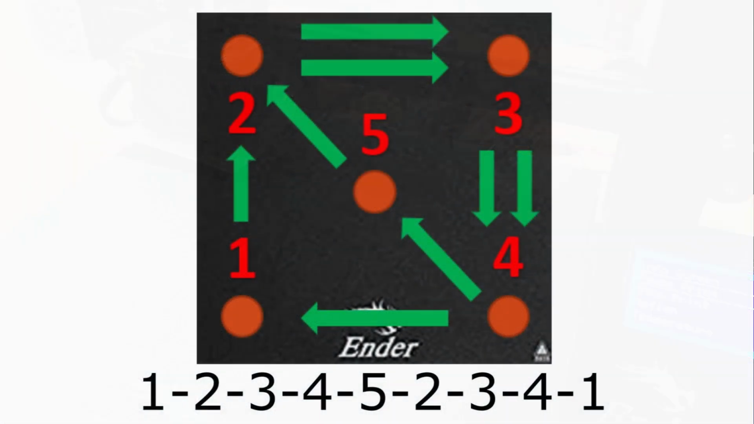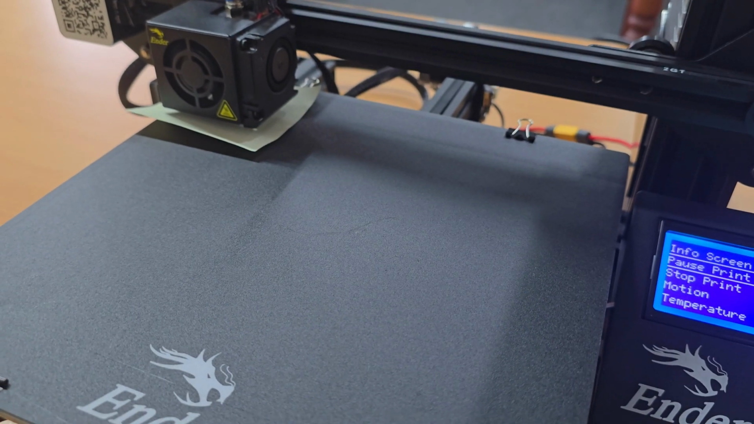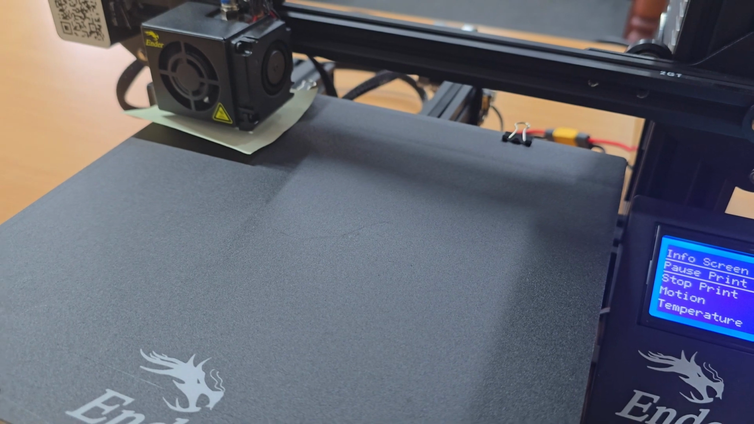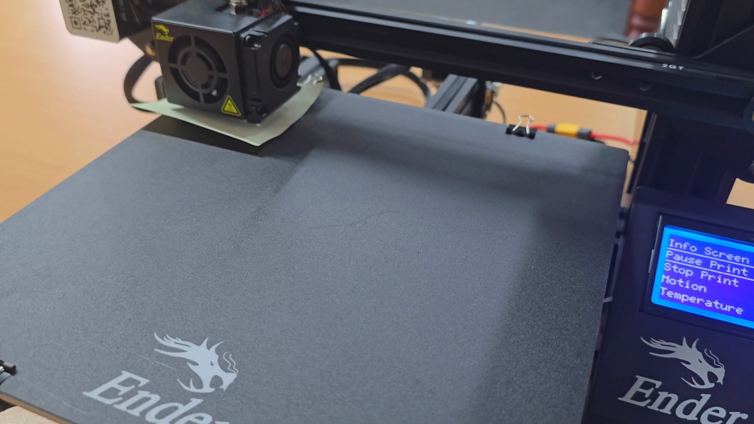What you'll see on screen at the minute is the order of the corners that the routine follows. It'll do each corner, go to the middle, each corner again, and then the routine will finish. Feel free to obviously run the routine again if you're still not happy with your bed levelling, and just keep doing that until it's right.